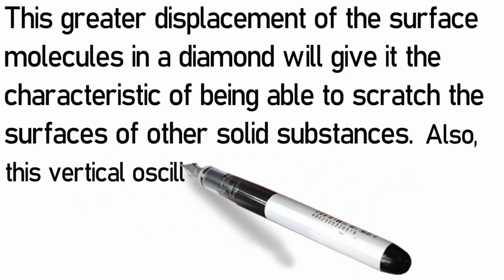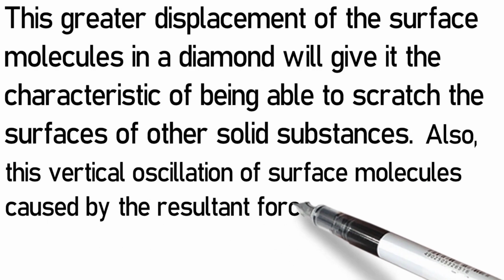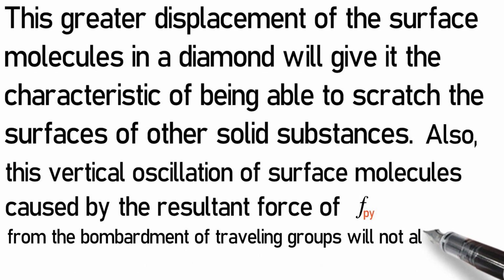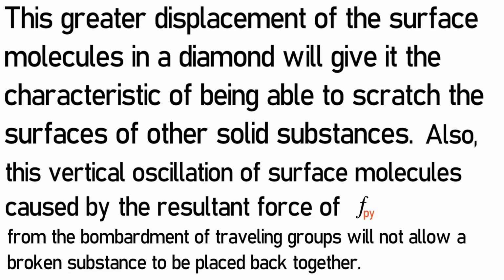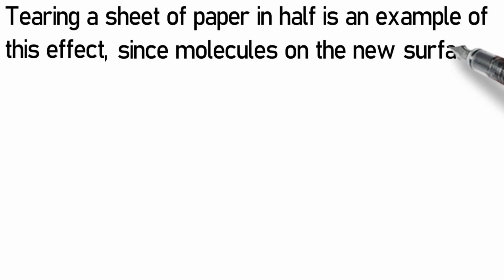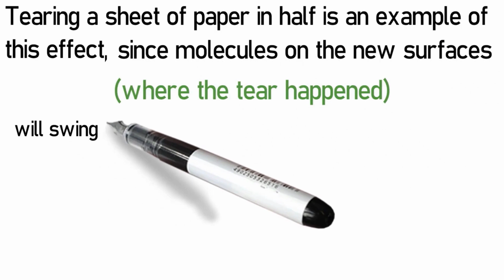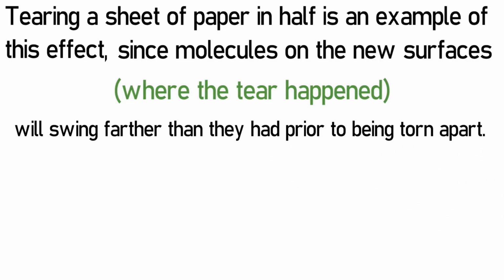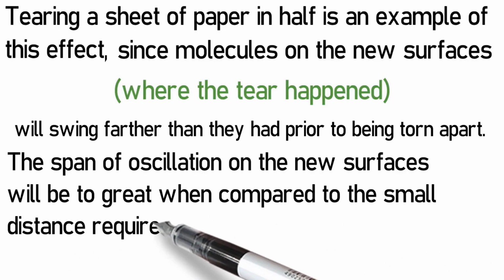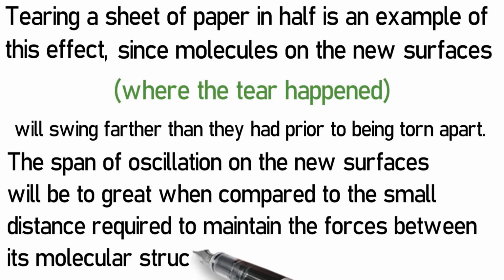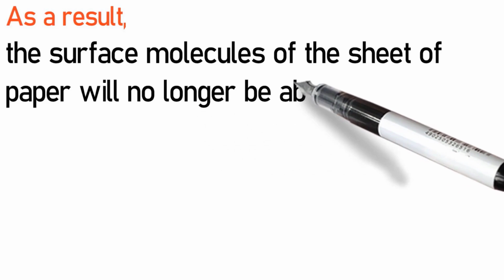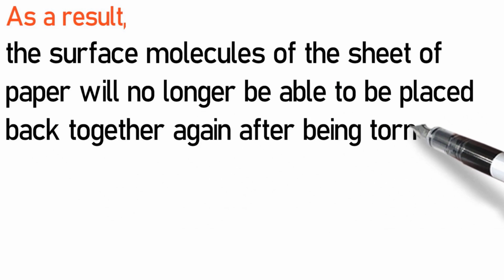Also, this vertical oscillation of surface molecules caused by the resultant force of F sub py from the bombardment of traveling groups will not allow a broken substance to be placed back together. Tearing a sheet of paper in half is an example of this effect, since molecules on the new surface, where the tear happened, will swing farther than they had prior to being torn apart. The span of oscillation on the new surfaces will be too great when compared to the small distance required to maintain the forces between its molecular structures. As a result, the surface molecules of the sheet of paper will no longer be able to be placed back together again after being torn apart.